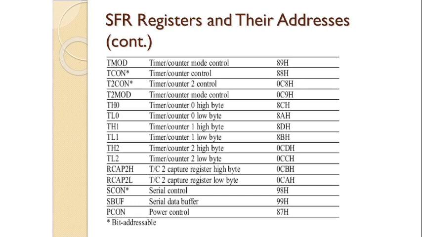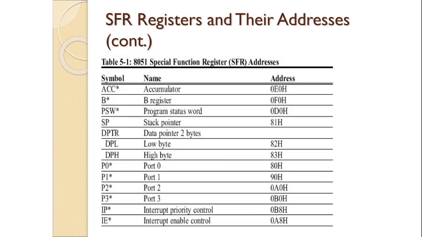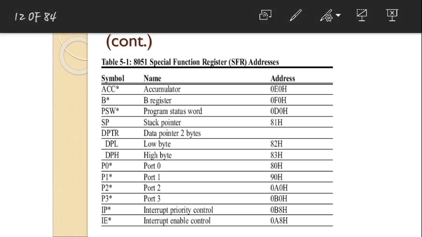Okay, these are the registers in your 8051 that are not bit addressable; all the remaining ones are bit addressable. TCON is bit addressable, SCON is bit addressable, but PCON is not bit addressable. Your accumulator, B register, PSW, ports, interrupt priority and enable are bit addressable. Each bit can be altered individually.